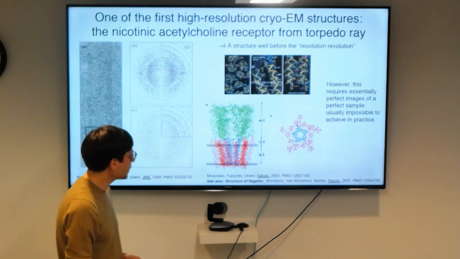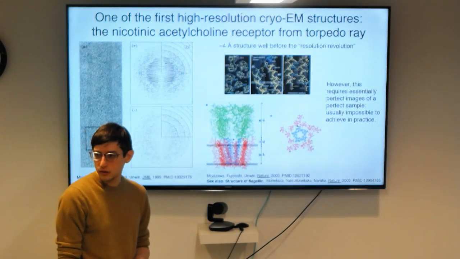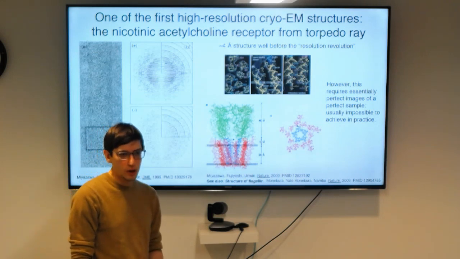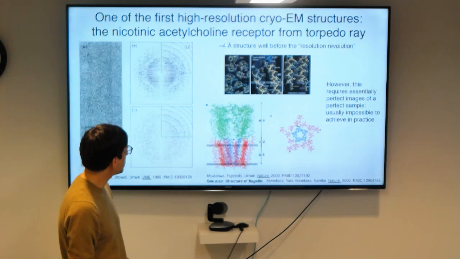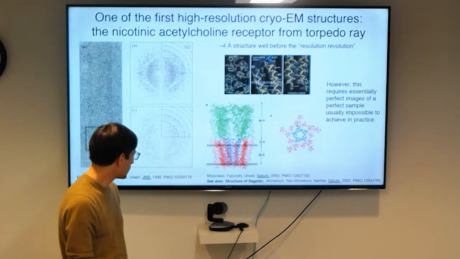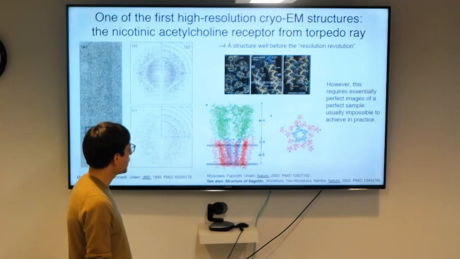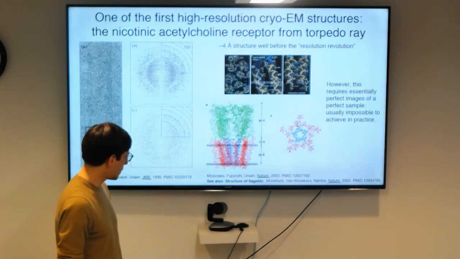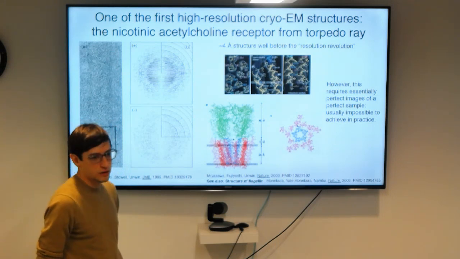Just to mention historically, one of the first really high resolution structures was also calculated using helical analysis. This is the acetylcholine receptor from Nigel Unwin. Around the same year, there's also a similar resolution structure of flagellin that was solved by Keiichi Namba. I just chose to highlight the Unwin structure because they actually included their diffraction patterns in some of their structures.